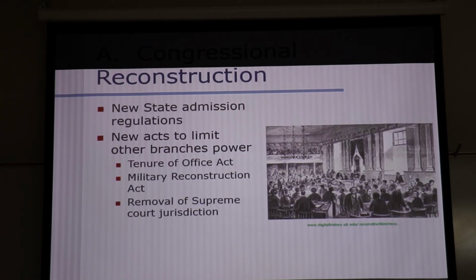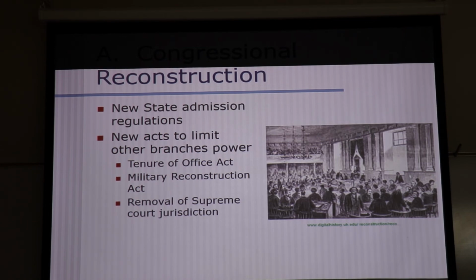A, congressional reconstruction. Well, Congress moved to protect its program from President Johnson by passing 3 different acts over the president's votes. They passed the Tenure of Office Act that required the consent of the Senate for the removal of an office holder by the president. This was specifically done to protect Edwin Stanton, who was like a thorn in Johnson's side.